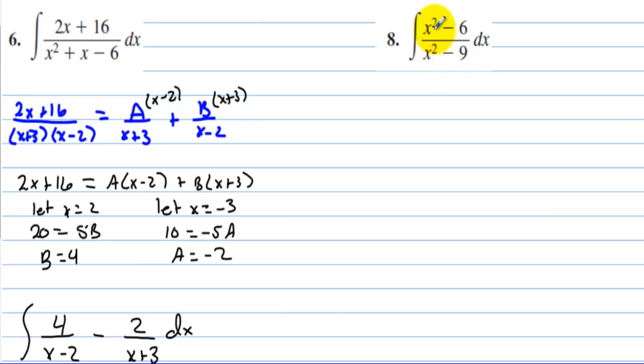On number 8, if the powers are exactly the same, or if the top power is bigger, our first step is long division. So we're going to take x squared minus 6 divided by x squared minus 9.